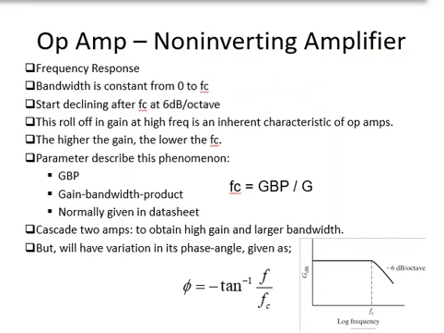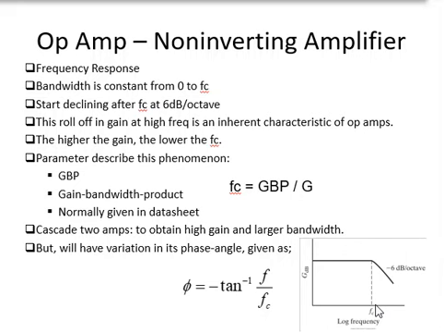The range of frequency between f equal to 0 and Fc is the bandwidth of the amplifier. Above Fc, the gain starts to decrease or roll off, and this roll off occurs at a rate of 6 dB per octave. This roll off in gain at high frequency is an inherent characteristic of op-amps. The cut-off frequency Fc depends on the low frequency gain of the amplifier. The higher the gain, the lower is Fc.